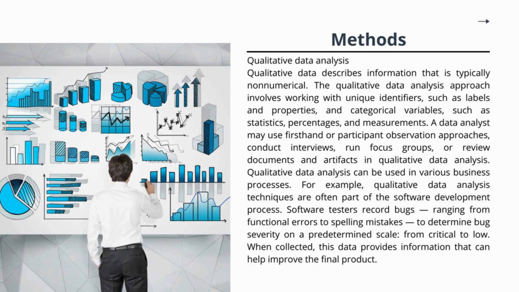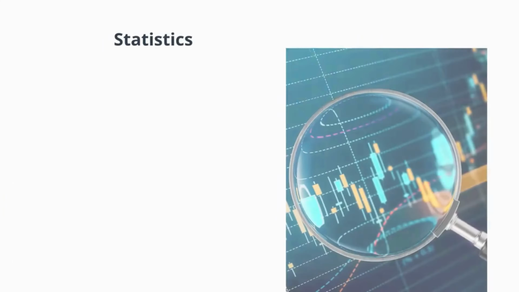Qualitative data analysis can be used in various business processes. For example, qualitative data analysis techniques are often part of the software development process. Software testers record bugs, ranging from functional errors to spelling mistakes, to determine bug severity on a predetermined scale, from critical to low. When collected, this data provides information that can help improve the final product.